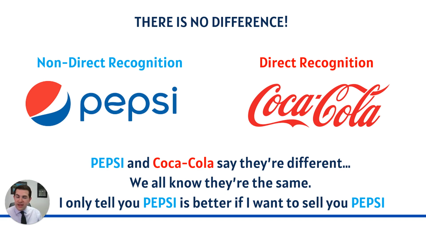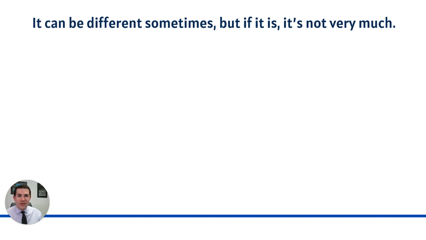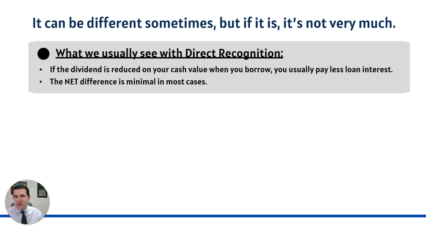Anyway, with that said, it's not always exactly the same. Sometimes it can be different, but if the numbers are different, it's not very much. Here's what we usually see with direct recognition. If it's a case like the one we just talked about, where the dividend rate is reduced on your cash value when you borrow it, you'll usually end up paying less in loan interest. So the net difference is usually minimal. Sometimes it's next to nothing, and sometimes direct recognition even looks better when we look at the net numbers. A lot of times that's the case.